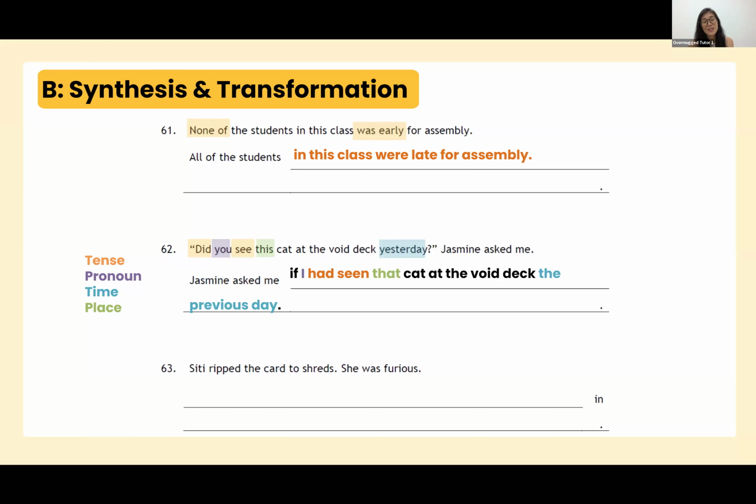Let's move on to question 63. City ripped the card to shreds. She was furious. In this case, your prompt is in blank. The word that we'll need to change is furious, and we need to change it to a noun. So this is the only challenging bit of this question. Do you know what the noun of furious is? If you confuse this with curious, where curious becomes curiosity, you might have said that furious is furiosity, but that's not a proper word. The answer is fury. So city ripped the card to shreds in fury.